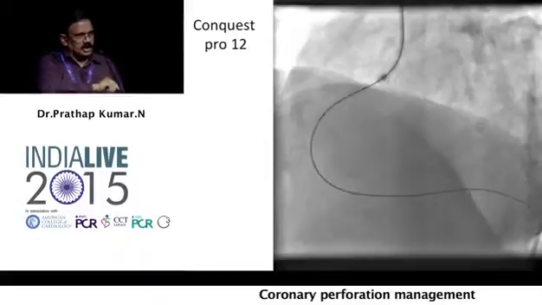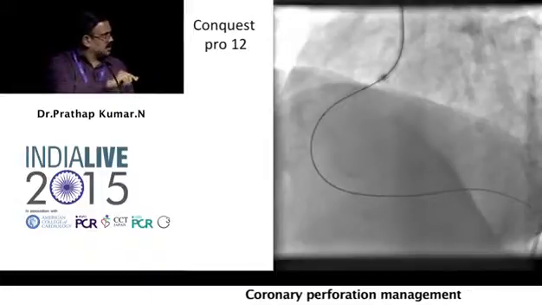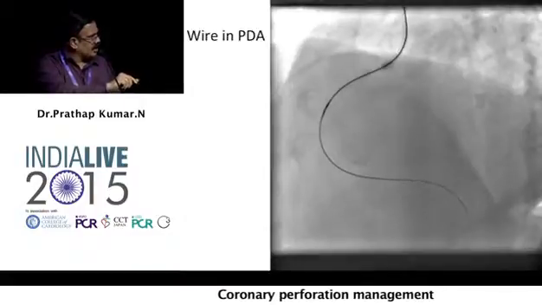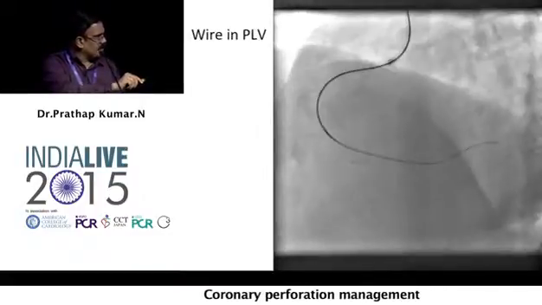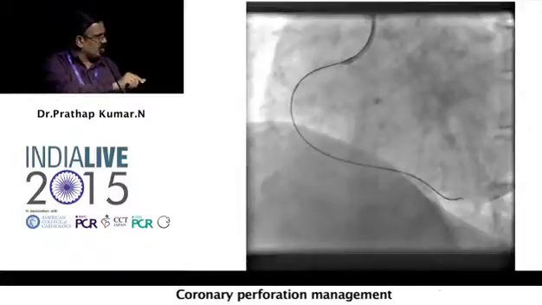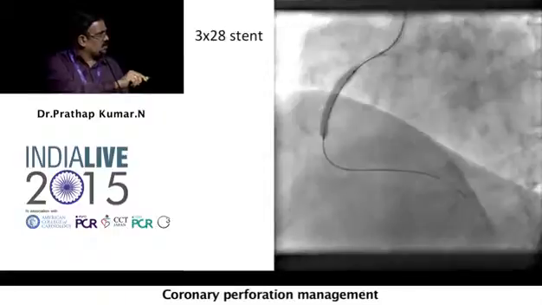But I knew that they tried all the methods. So I took a Corsair here. The Corsair went down easily. Wire in the PDA. I was happy. The wire movement was not good. But I put a stent.